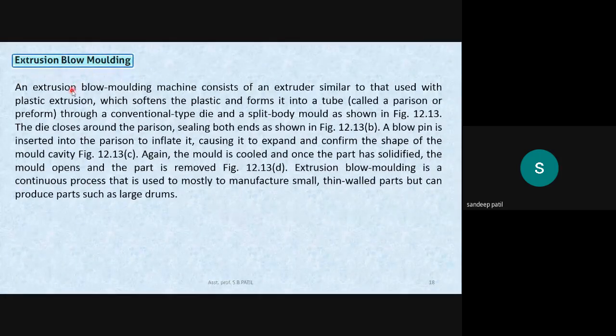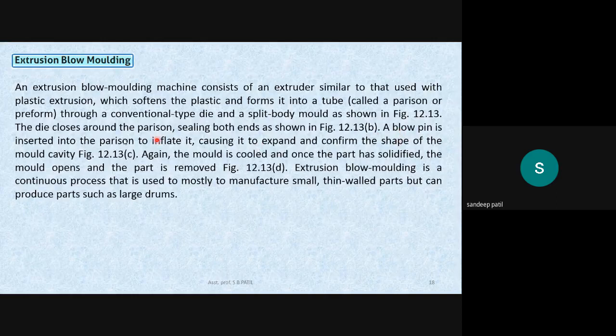Let us see in detail. An extrusion blow molding machine consists of an extruder similar to that used in plastic extrusion, which softens the plastic and forms it into a tube called a parison or preform through a conventional type die and split body mold, as shown in the figure. It is similar to what we have seen in the plastic extrusion process. The die closes around this parison, sealing both ends.